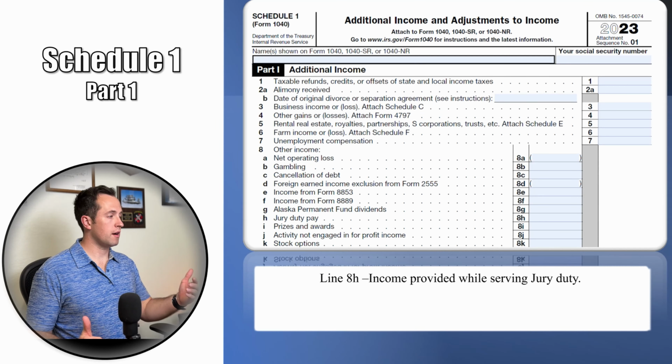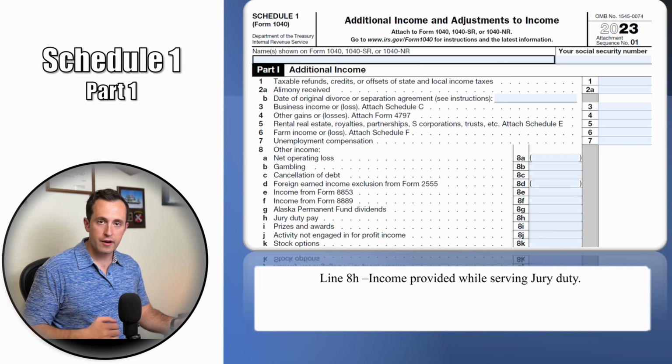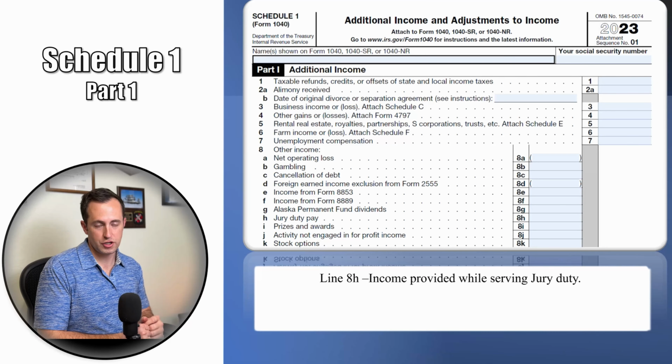8H, this is going to be income that's provided while serving on jury duty. So if you are doing your civic duty there, you're going to be getting some sort of income while you're not able to work at your regular job. So that is information that's going to go right there.